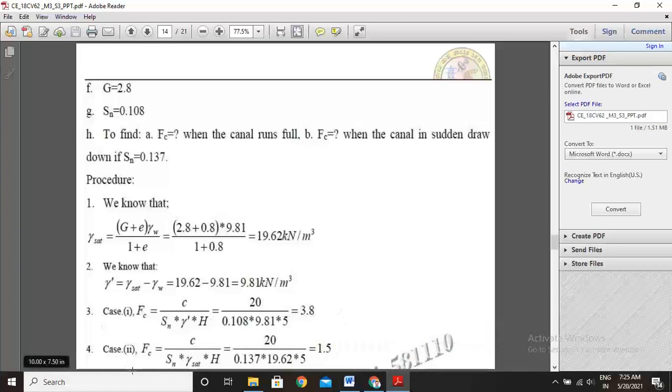Similarly, you calculate in case 2 factor of safety with respect to stability number, that is C by Sn into gamma saturated into H. So now substitute the values here. C is 20, Sn is 0.137, gamma saturated is 19.62, H is 5 meter. So we are getting factor of safety 1.5. This is with respect to gamma saturated.